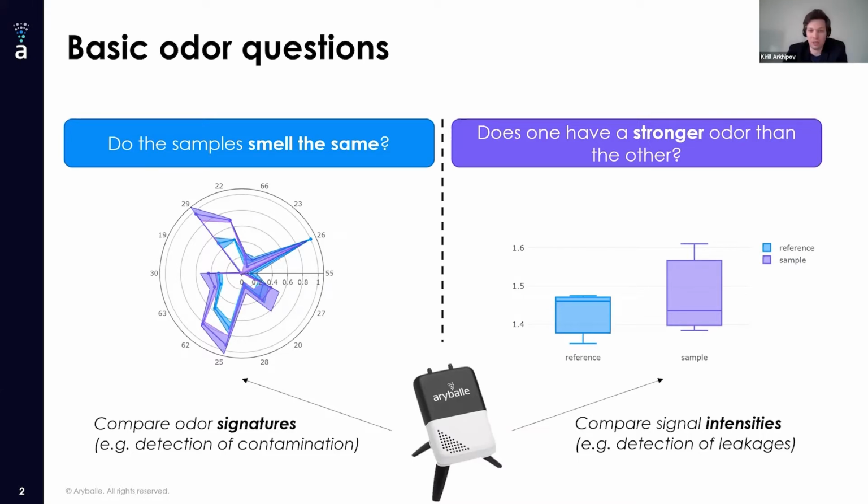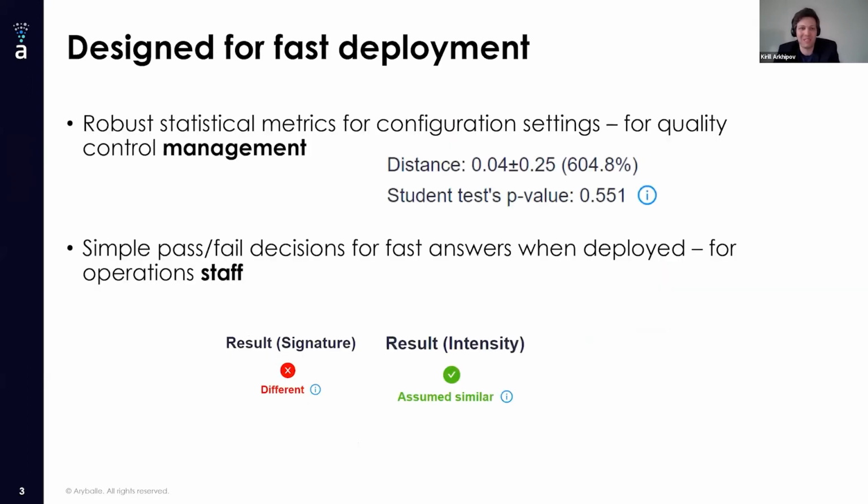We have NEO's advanced device at Aryballe, a digital olfaction electronic nose device, and basically we want to understand if some samples smell the same, and if not, what's the difference? And if we don't care about the smell itself, we already know that, for example, the samples should be and are smelling the same, maybe there is a difference in their odor strength. So let's find out how we can answer those questions in an efficient and scientific way.